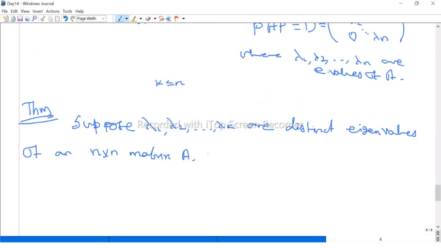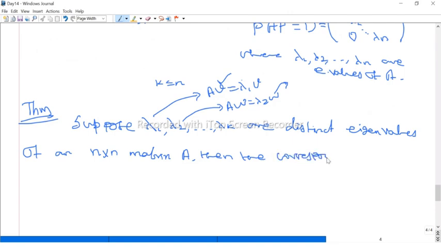then the corresponding eigenvectors. If we take any eigenvalue, we can find the eigenvector, right? Suppose lambda 1 is an eigenvalue, which means there is a v such that Av equals lambda 1 v. Then this v is called the eigenvector corresponding to the eigenvalue lambda 1. Suppose lambda 2 is an eigenvalue, there is another vector w such that Aw equals lambda 2 w. So this w is called the eigenvector corresponding to lambda 2. So these eigenvectors are linearly independent. If you take distinct eigenvalues, then the corresponding eigenvectors are linearly independent.